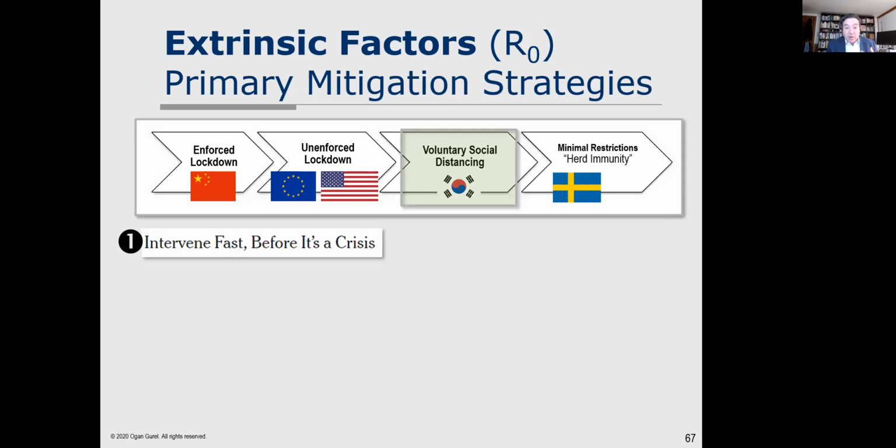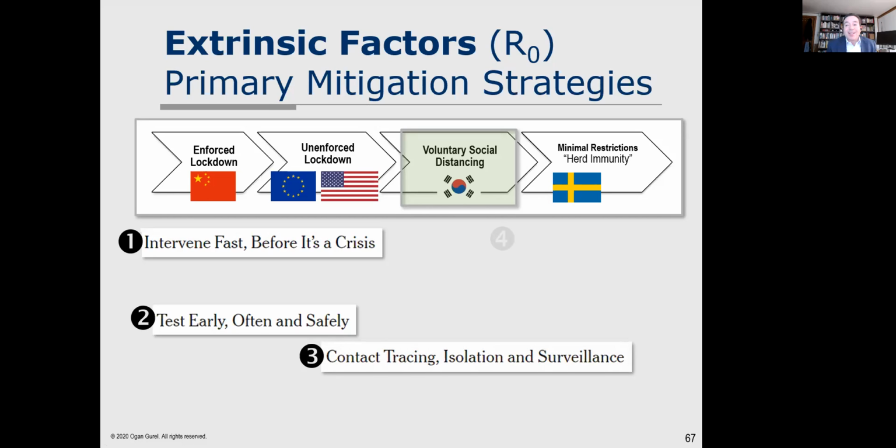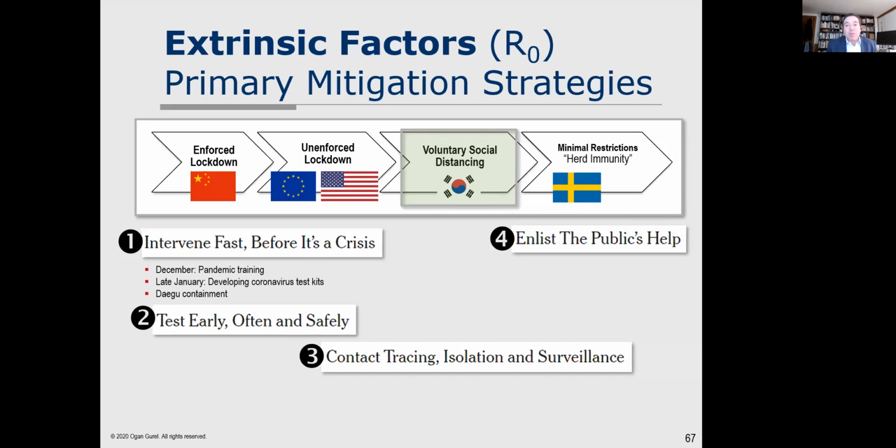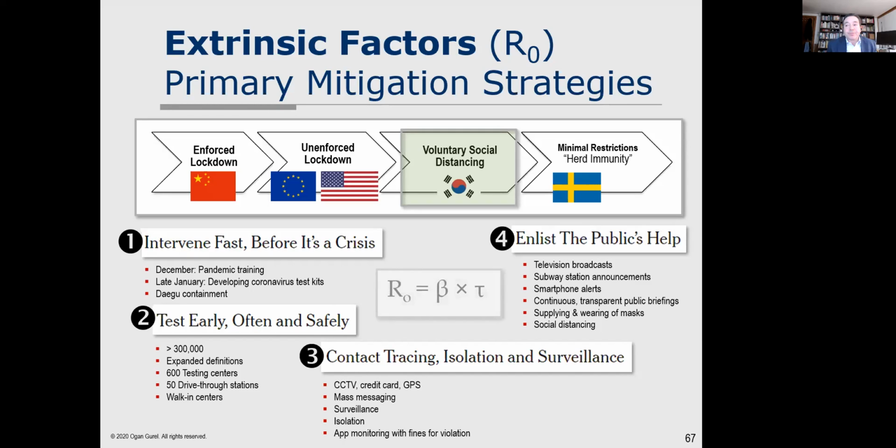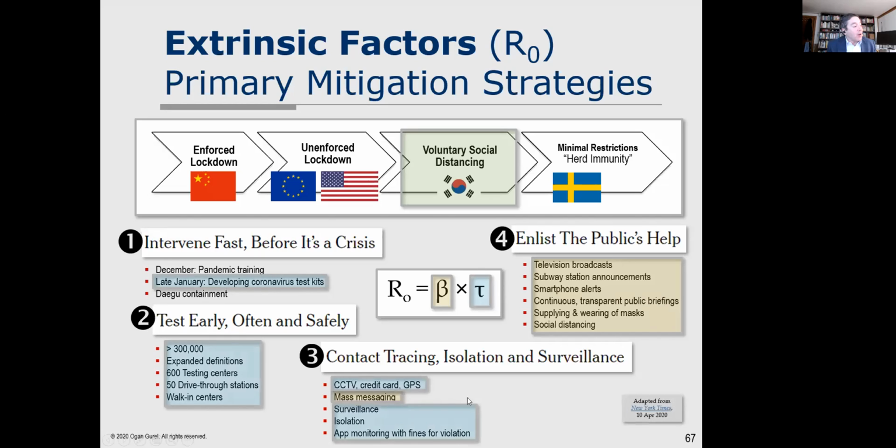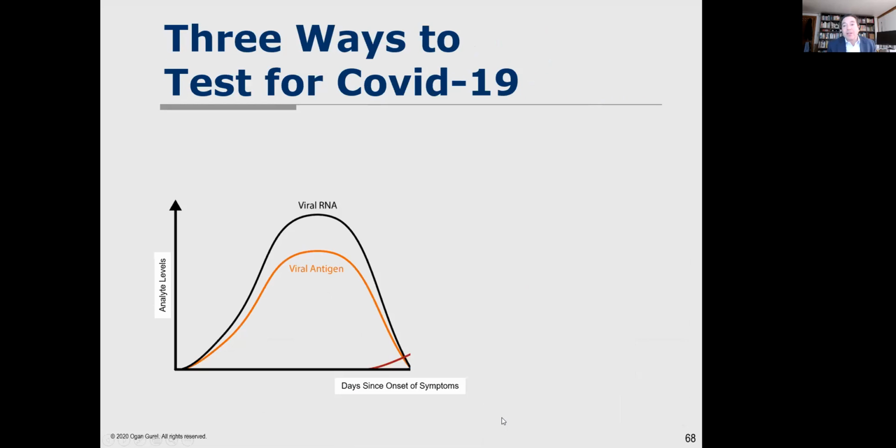The Korean experience, which is what I've been studying, has 4 major points: intervening fast, that tau factor, test early and often, contact tracing, and enlisting the public's help. And there are various factors involved in that, and they relate to that equation, beta and tau. So the beta are the social distancing methods, and the tau are related to the speed and the surveillance.